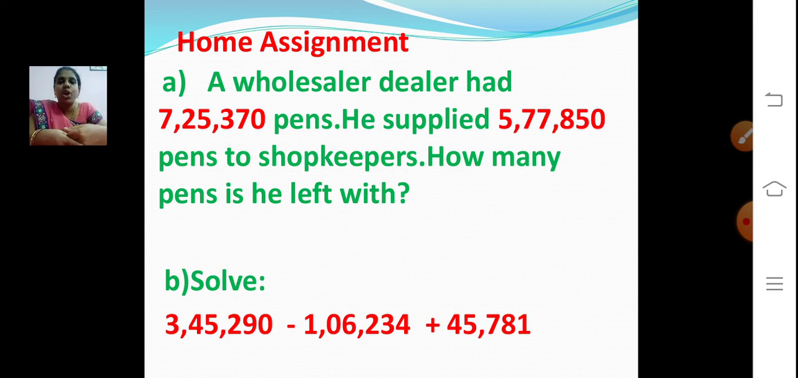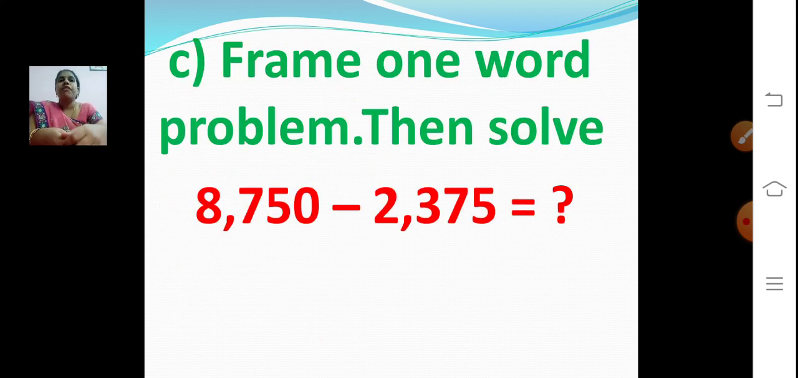Now B sum, solve. 3,45,290 minus 1,06,234 plus 45,781. I'll repeat it. 3,45,290 minus 1,06,234 plus 45,781. Frame 1 word problem, then solve.